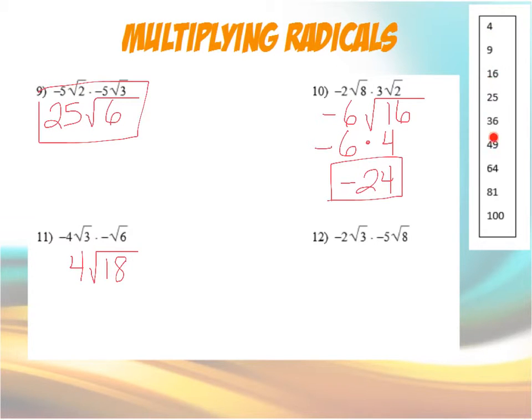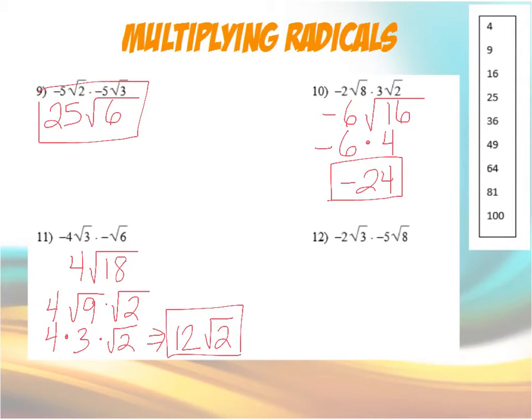Look at your list of perfect squares. 9 goes into 18. So we break this down and we put our 4 first because it needs to stay there. We break down the square root of 18 into square root of 9 and square root of 2. So then that becomes 4 times 3 times the square root of 2. And then I can multiply the 4 and the 3 to get 12 square root of 2. And that's my answer. All right, so now I want you to pause the video and try number 12 here.